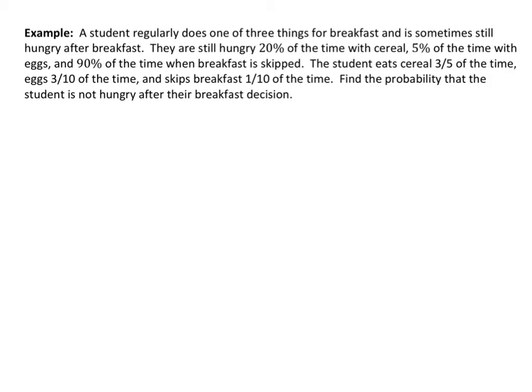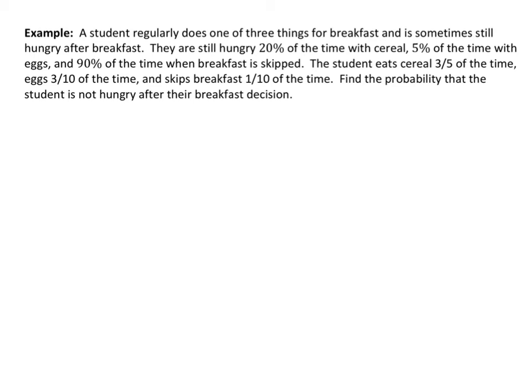Okay. If the student eats cereal 3/5 of the time, eggs 3/10 of the time, and skips breakfast 1/10 of the time, what's the probability that the student is not hungry after their breakfast decision? So again, the first thing we need to figure out here is which event is the unconditional event? Which event is the event whose probability seems to not depend on the others for the probabilities that I have here? Okay, and maybe what we need to figure out before then is what even are our events, right?